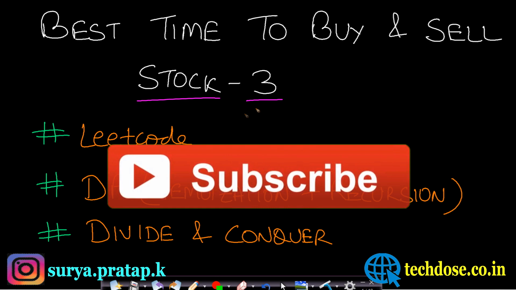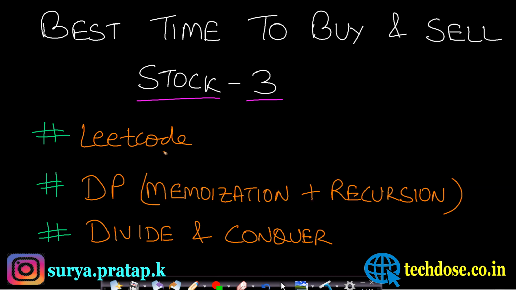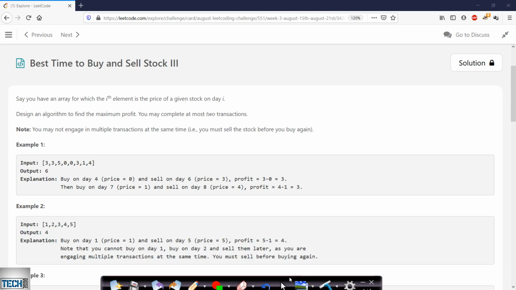We will see the Best Time to Buy and Sell Stock 3 problem from LeetCode, and I will be showing you two methods to solve this problem. The first will be based on DP, which will be recursion plus memoization, and the second one will be based on the divide and conquer technique. So let us first read the problem statement.